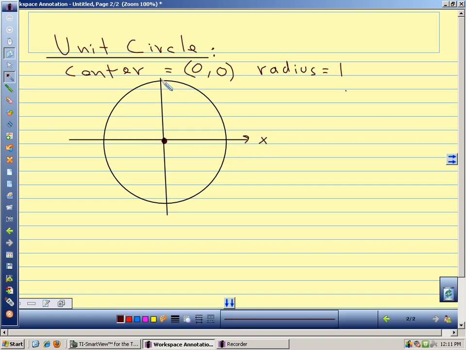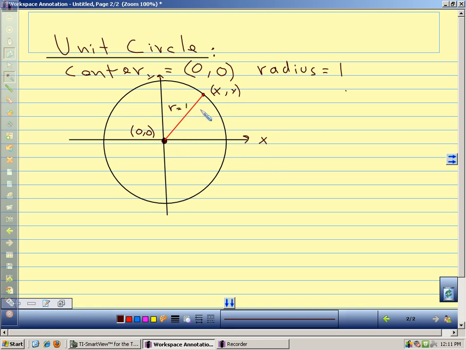So that's our x, and this is our y. And our center is at 0, 0. And any point that I put on the circle, our radius is going to be 1. So let's draw in a radius. And we'll call this point, it has coordinates x and y. And the radius equals 1.